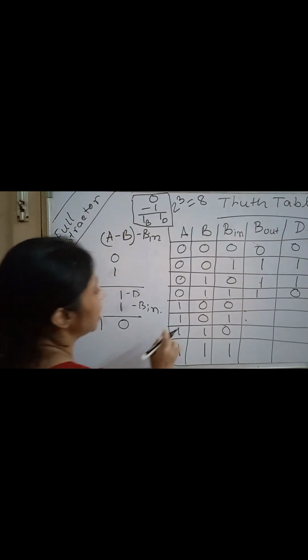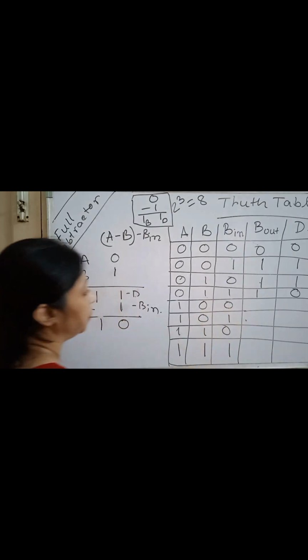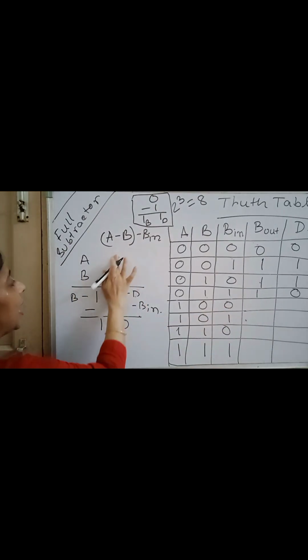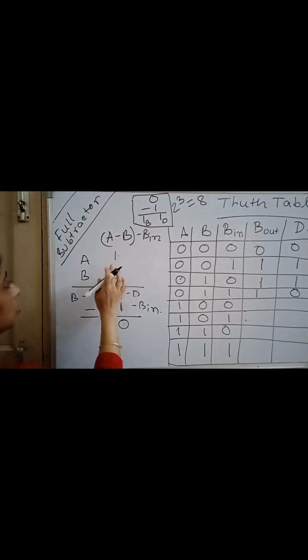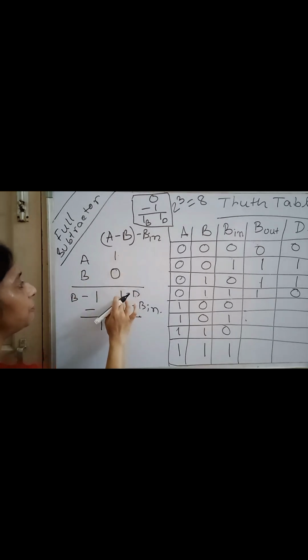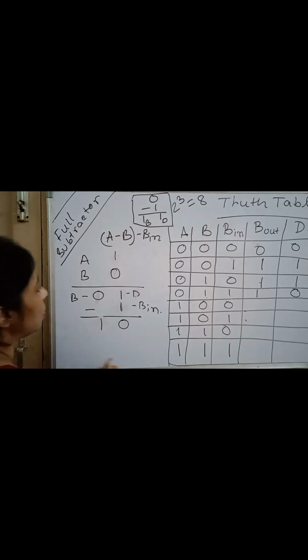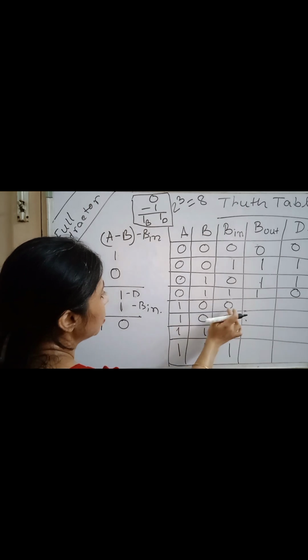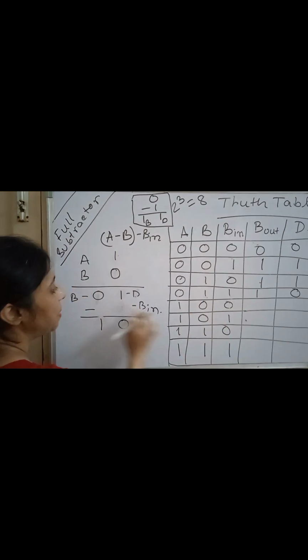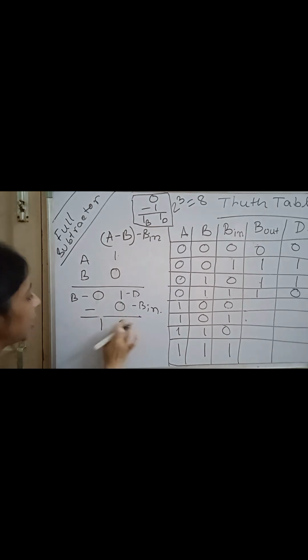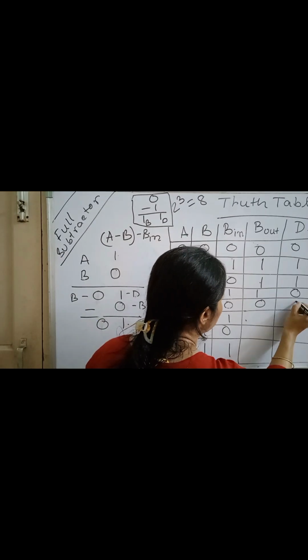Now come to the next combination, that is 1, 0, 0. For 1, 0, 0, your A is 1, B is 0. Right? So do the subtraction. 1 minus 0. Difference is 1. Borrow is 0. Right? Now minus 0. In this case, B in is 0. So 1 minus 0 is 1 and this will remain 0. So this is 0, 1.